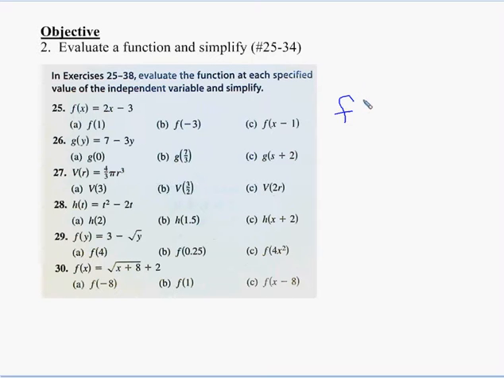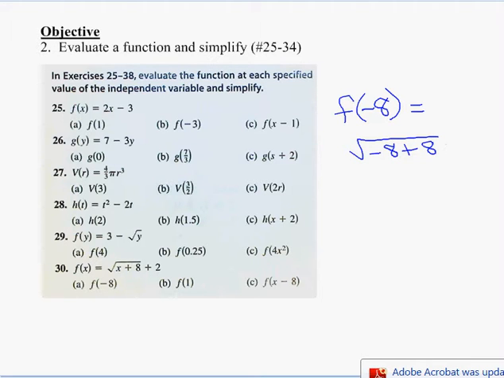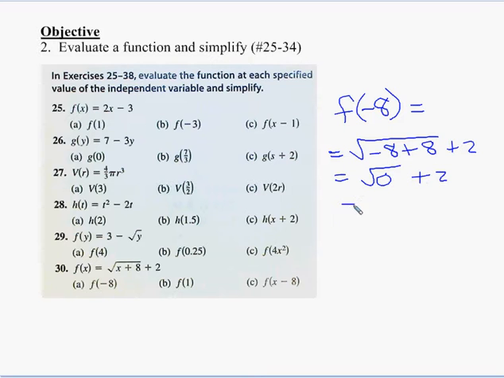Okay, let's do f of -8 for number 30. Basically, this means that you're going to substitute in place of the x, you're going to plug in a -8. So -8 plus 8, oh, you know what? I made that bar too long. Okay, and then the plus 2 on the outside. So this right here would be the square root of 0 plus 2. So that's 2. That's one answer, that's the answer for A.